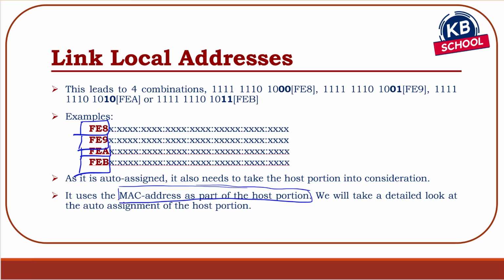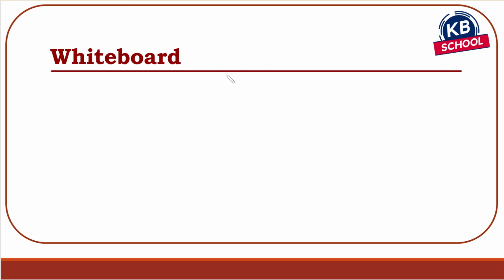So what it does is, because it needs a complete 128-bit address, FE8 is just part of the network, or FE9 or FEA or FEB. Let's take FE8 as an example. So the way it assigns it, FE80, colon colon, that means a set of contiguous zeros. Now what it does, it takes the MAC address.